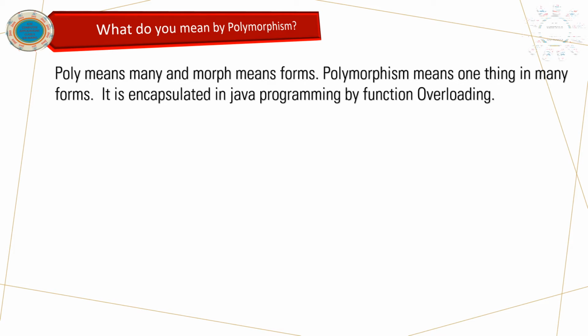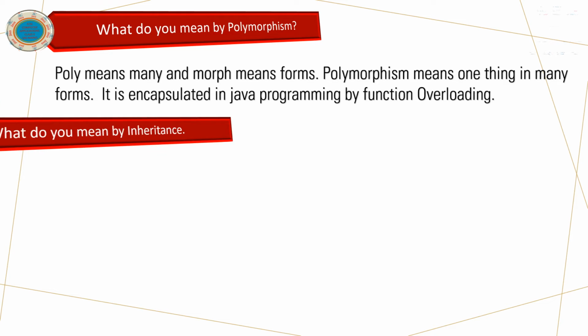That means the board can ask, how is polymorphism encapsulated in Java programming? The answer is by function overloading. The reverse question also can be asked: which feature or which principle of object-oriented programming is shown by function overloading? We can write the answer, polymorphism.